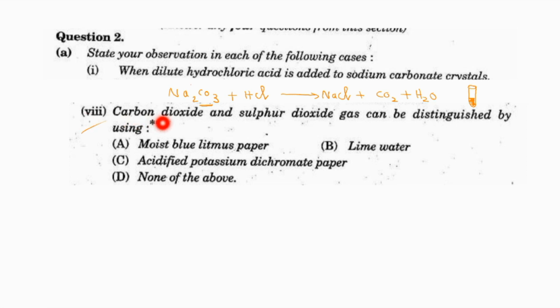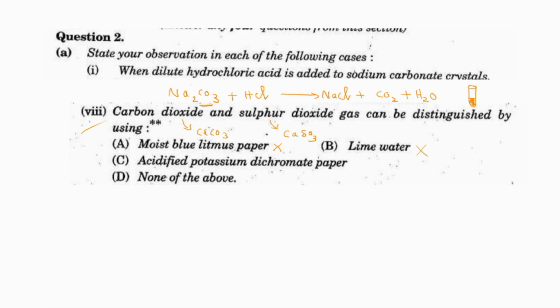Now see the next one. Carbon dioxide and sulfur dioxide gas can be distinguished by lime water, acidified potassium dichromate paper, and other options are also given. Which is the answer? We already discussed that. Carbon dioxide when passed through lime water gives milkiness of calcium carbonate. Sulfur dioxide when passed through lime water gives milkiness due to calcium sulphite. Both will give milkiness with lime water, so they cannot be identified using lime water. Both are acidic gases, so they cannot be identified using litmus paper also.